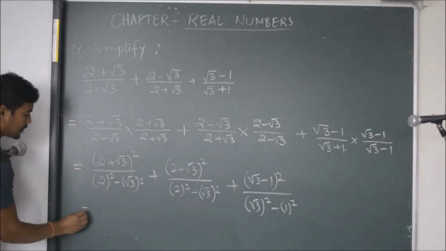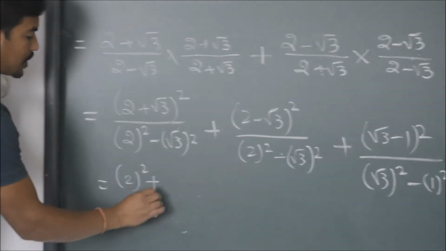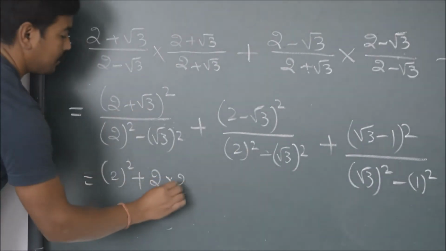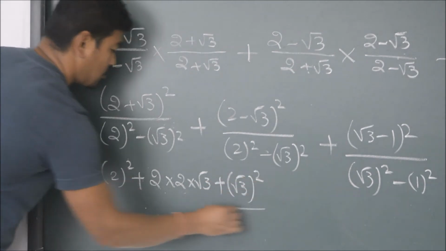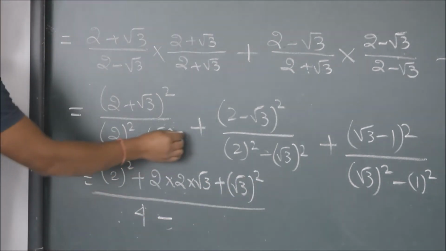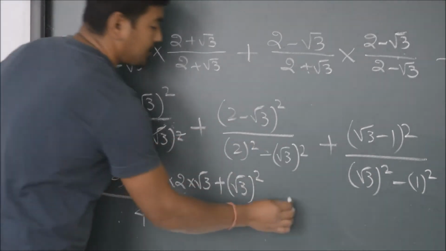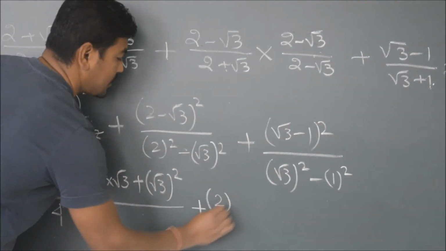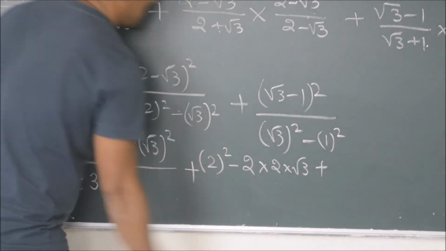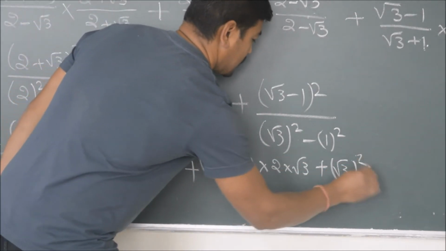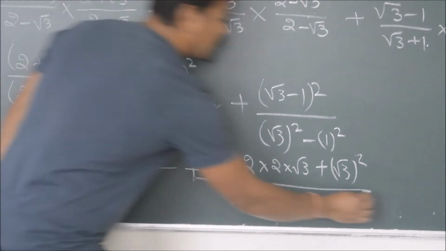Now it's time to use the suitable identity in each part. So let's see here. A plus b whole square form, and the identity is a square, that's 2 square, plus 2 into root 3, plus root 3 square, over 2 square is 4 minus, square and root will cancel to give you 3, plus, let's come to this part here, a minus b whole square identity, that is a square minus 2 into root 3 plus root 3 square, divided by 2 square is 4 minus, so you get 3 here.